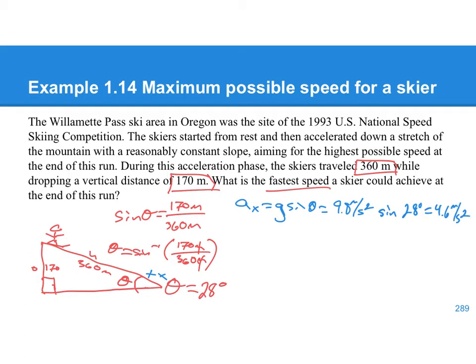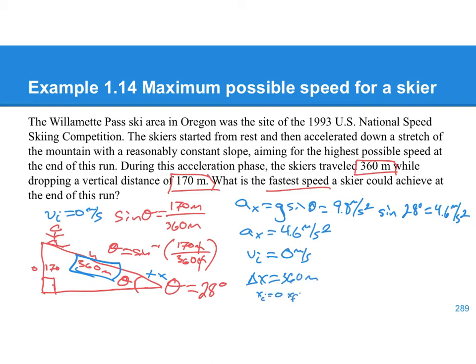So it didn't tell me my rate of acceleration. However, since I understand the concepts of acceleration on a ramp, I can solve for my magnitude of acceleration, and it is 4.6 meters per second squared. Now, if he's starting right here, or she, my initial velocity, I can assume, is 0 meters per second. I also know the length of the ramp, or the length that they ski, is 360 meters. So delta x is 360 meters. Or I could say xi is 0, xf is 360 meters. Though that's also okay. And finally, I'm looking for my final velocity.